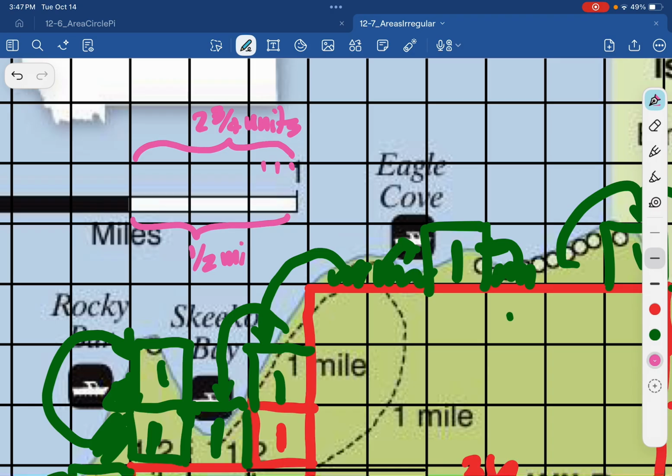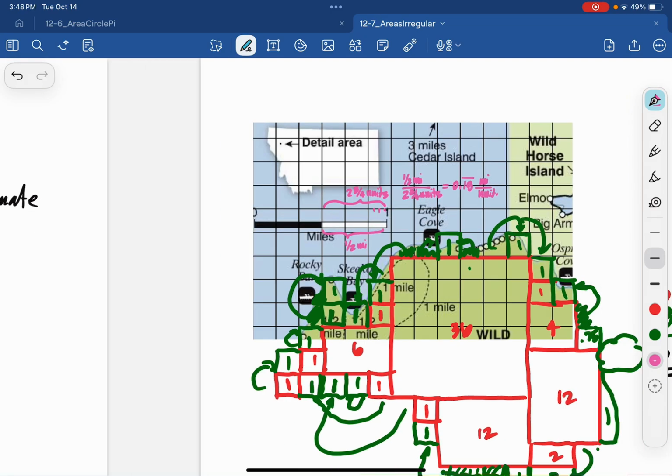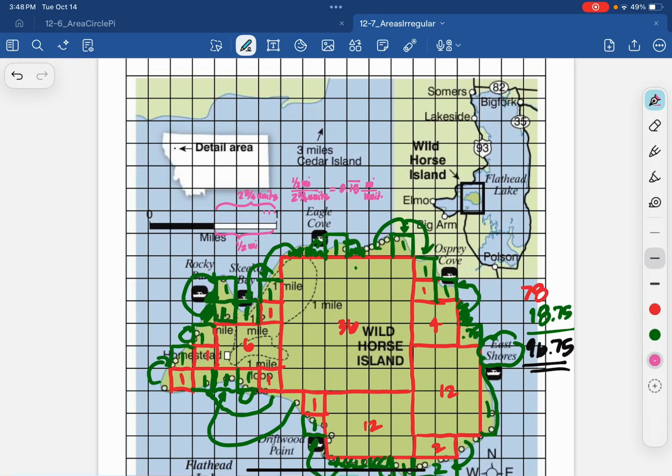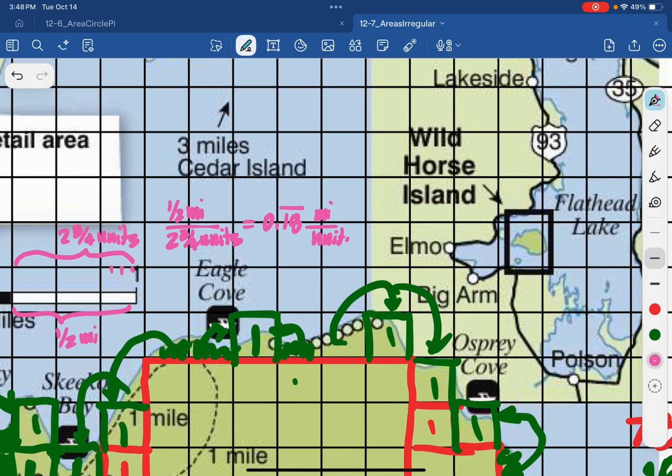So if I take a 1/2 mile, 0.5, and divide it by 2.75, what I'm doing is saying 1/2 of a mile is equal to 2 3/4 units, and what do we get out of that is the question. So 0.5 divided by 2.75, we get 0.18 repeating, and that's miles per unit, right? So now we can use that to determine what the area of just one square is, right?